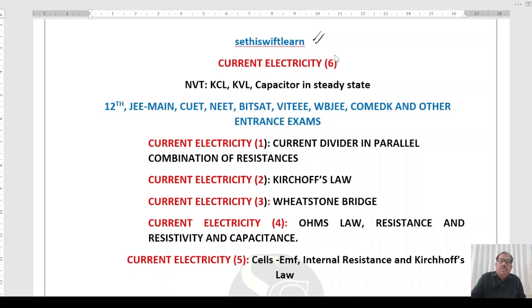In today's session 6 of current electricity, NEET numerical value type questions in which we have to fill in the blanks as a simple numerical value. Application of KCL, KVL, capacitor in steady state through illustrations taken from JEE Main 2024.